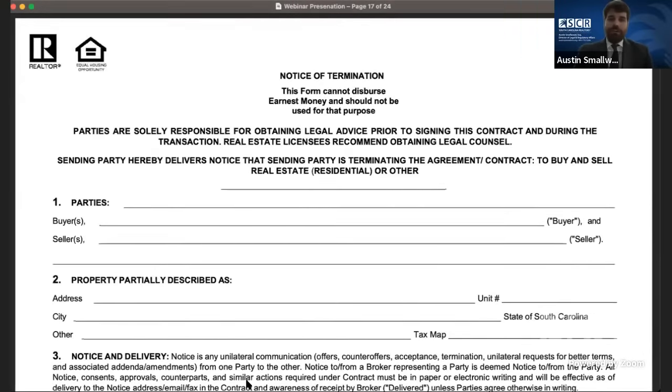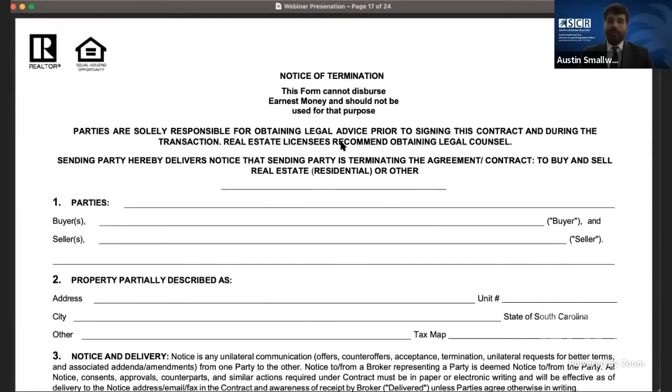So the next change is to the notice of termination. We get a number of questions about the notice of termination form. When is it appropriate? When does the buyer have the right to terminate? When does the seller have the right to terminate? When do we use the notice of termination form? When do we use the release? So this change is really geared to trying to answer those questions.